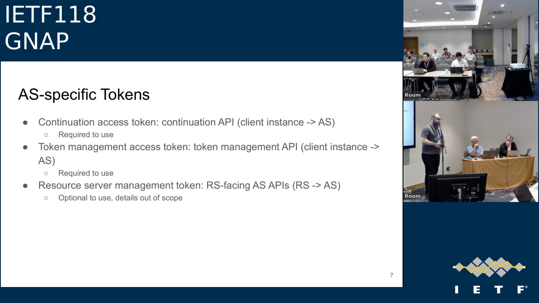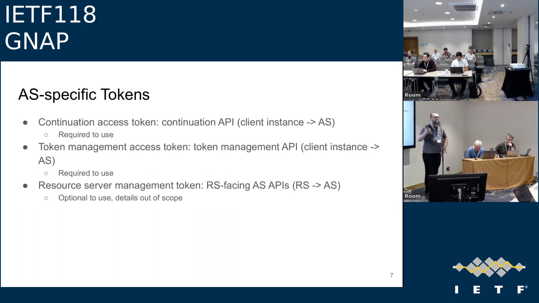But one of the things that we realized is that you can also, very reasonably, interpret that to mean you could protect it with its own access token, just like the other AS hosted APIs that are client facing. And this idea is actually not new to GNAP. This is actually how UMA, User Managed Access, does its RS facing API stuff. So the resource registration endpoint, I think, is what UMA calls it, if I remember correctly. And so we added in a clause that says to do that.